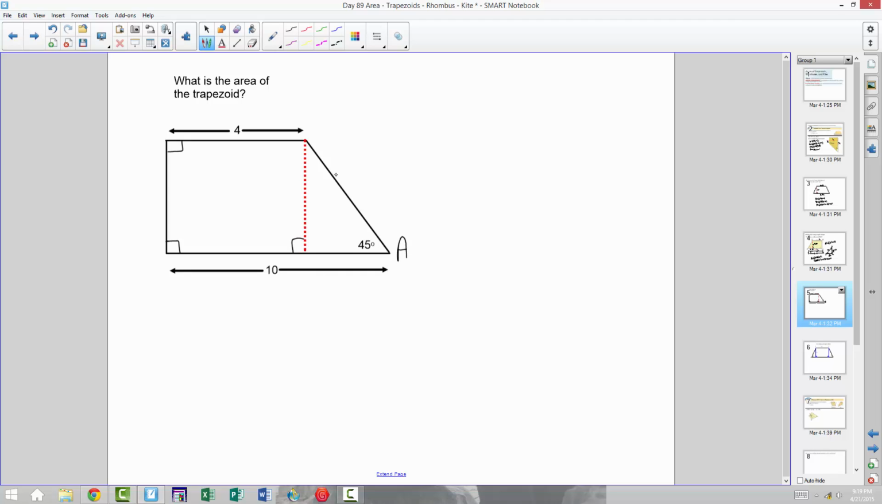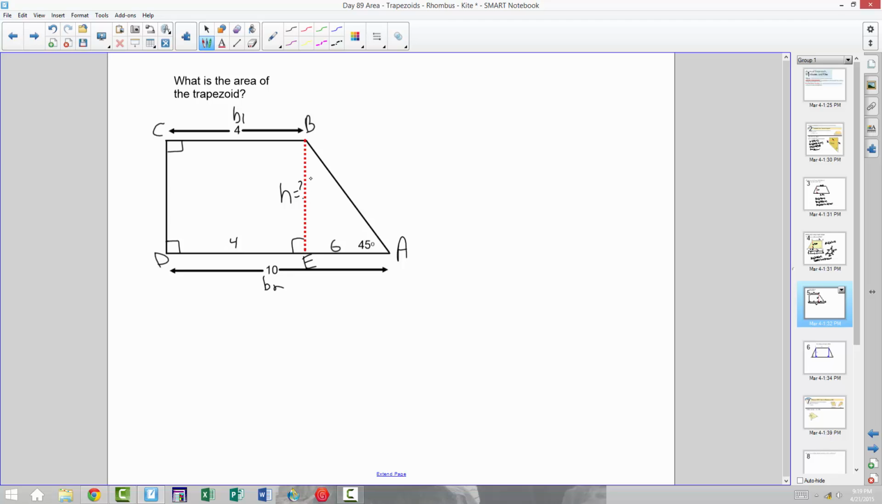I'll label A, B, C, D, E. Well, C to B is 4, therefore D to E is also 4. But if the whole thing is 10, from D to A is 10, therefore E to A has to be 6. So I don't have my height. I have base 1, I have base 2, since I'm missing my height.